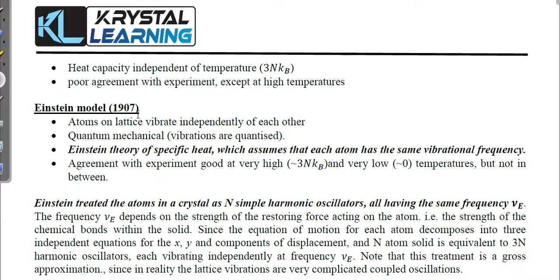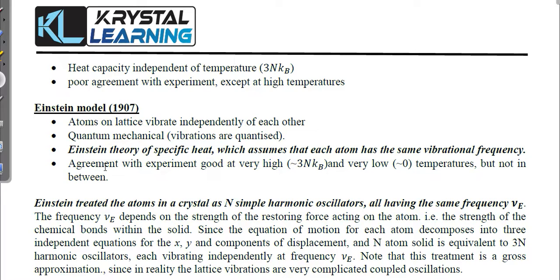Okay. Then the Einstein model came, that is in 1907. Just see the time history. Okay. So it says atoms on the lattice vibrate independently of each other, same assumption. Then it assumed that it is based on quantum mechanics, that is, the vibrations are quantized. Einstein's theory of specific heat assumes that each atom has the same vibrational frequency.